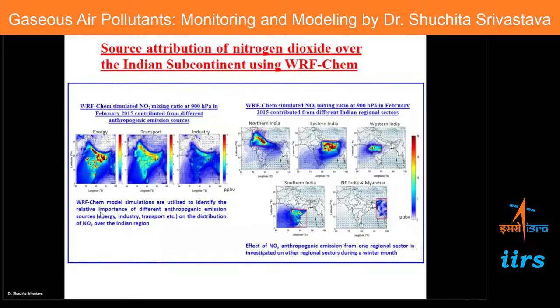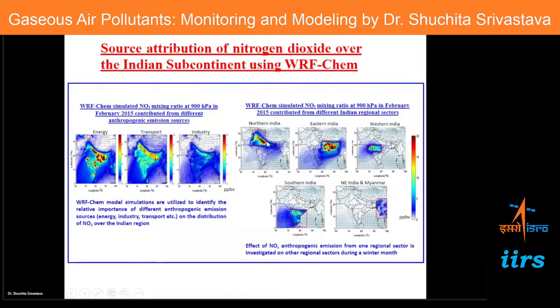Similarly, we can see the influence of different emission sources for nitrogen dioxide. Here you can see the energy sector contribution, transport sector contribution, and industrial contribution. So energy is the most important contributor for NO2, followed by transport.